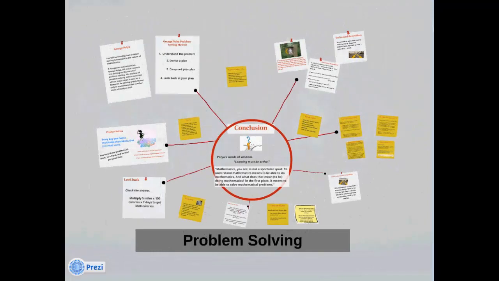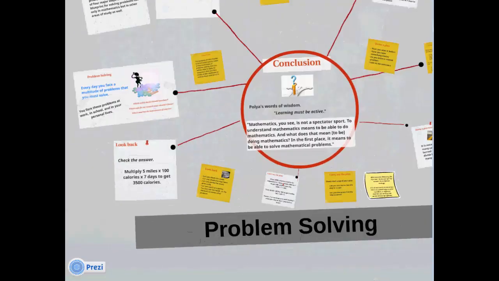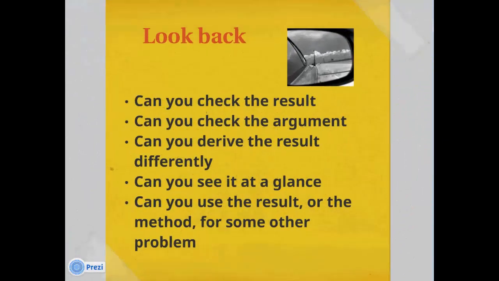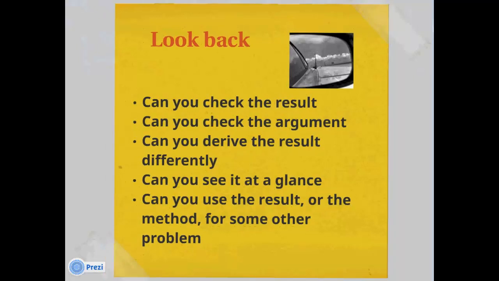So now what we need to do is our fourth step. We need to look back. We need to make sure that we check that result, or argument, whatever it is that you happen to be working on. Can you derive the result in a different way? Maybe you can see it just by glancing at it. Can you use that result or method for some other problem? So you want to keep this in mind, so it might help you in the future.